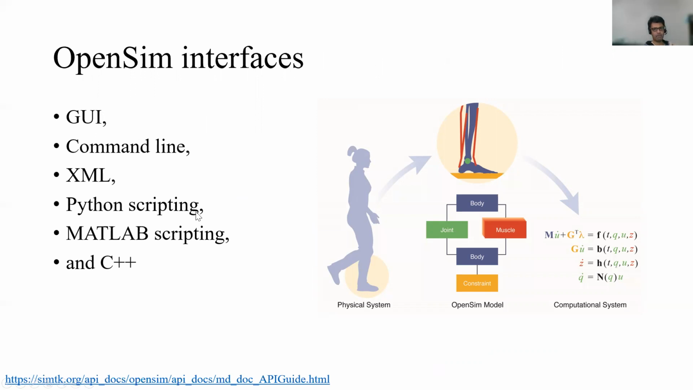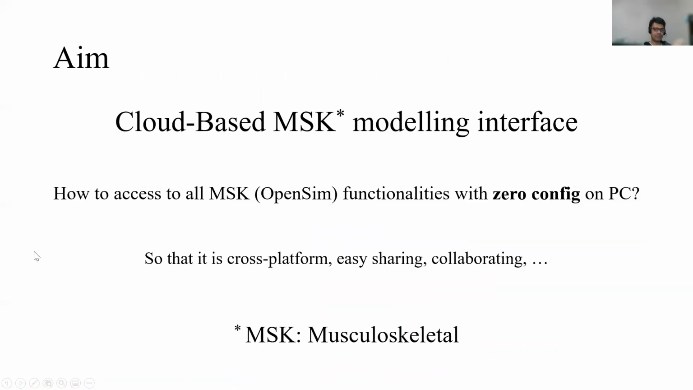But they're all based on your system. You install them on your system and then you use them, right? So the aim in this paper, or in this working project that we are pursuing, is a cloud-based musculoskeletal model interface. We're not replacing any of those great APIs. What we're doing is extending it to the cloud. And so how to access all musculoskeletal modeling functionalities with zero configuration on your PC. That's the aim, basically. So it's cross-platform.